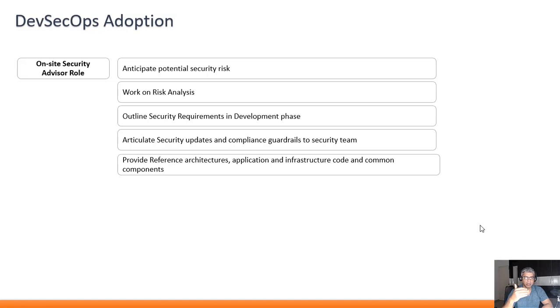He's going to articulate some of the security phase updates, some of the compliance that is required, like the policies that need to be implemented as part of the DevOps pipeline. And also he's going to provide some of the reference architecture, application, infrastructure code, and some of the common components. So an on-site security advisor is very important in order to play a vital role in this particular implementation.